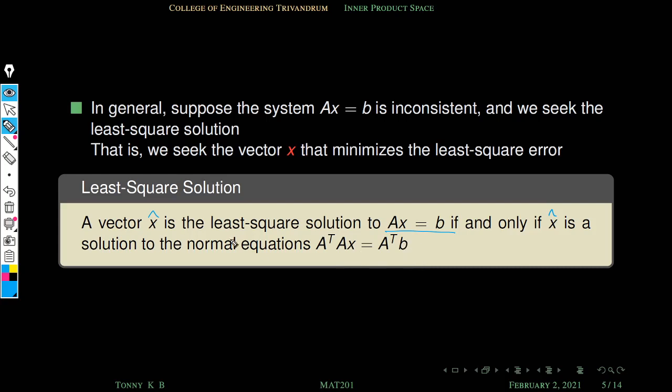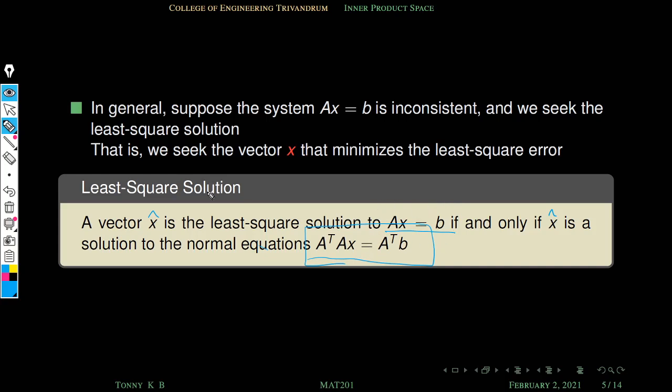ഓക്കെ, നിങ്ങൾക്ക് ഡിസ്റ്റിങ്വിഷ് ചെയ്യാൻ വേണ്ടി വേറെ ലെറ്റർ കൊടുക്കാൻ നല്ലതാണ്. അങ്ങനെ a vector x cap is the least square solution to Ax equal to b if and only if x cap is the solution to the normal equations A transpose A x equal to A transpose b. That means to find x cap you simply solve this matrix equation. This matrix equation is always solvable. അതെല്ലാം തിയററ്റിക്കലി പ്രൂവ് ചെയ്തിട്ടുണ്ട്. Okay, A transpose A x equal to A transpose b is always solvable and its solution is the least square solution of this system Ax equal to b.